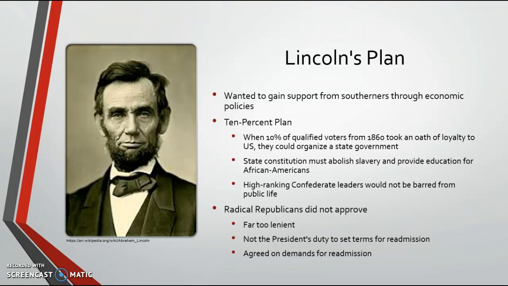The Constitution, they write, must abolish slavery and provide education for African Americans. And another piece of this that was fairly lenient was that high-ranking Confederate leaders would not be barred from public life, so they could once again be a representative, be a senator, etc. And Lincoln said he would be granting pardons for those people. He did also suggest a possible compensation for human property that was lost. And he did not demand political or social equality for African Americans.